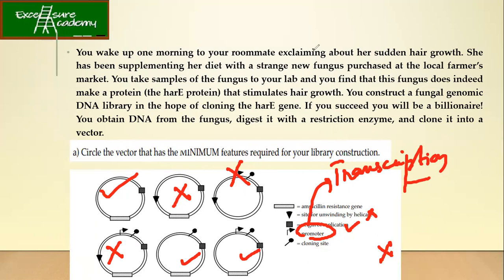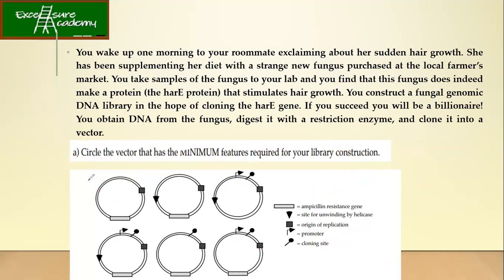So let's see in which case the promoter is present. So here it is not present and here it is not present. So again, this is not required. So this option again gets eliminated. Now what we have is prominent two options, this one and this one, right?